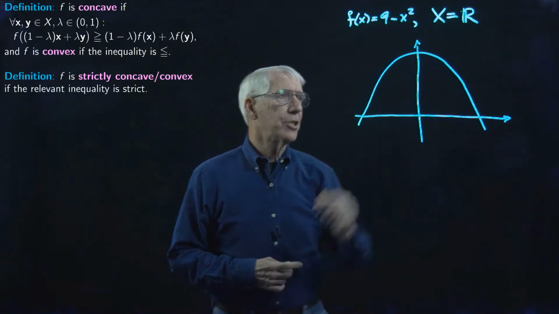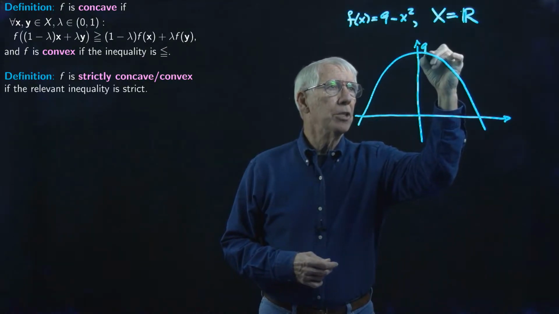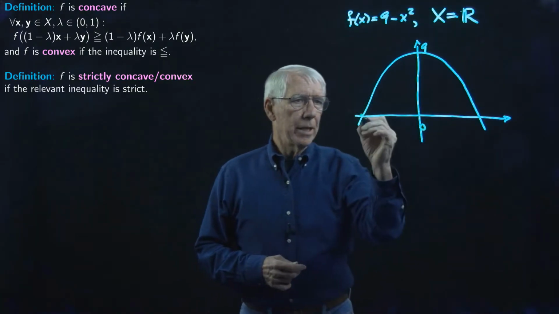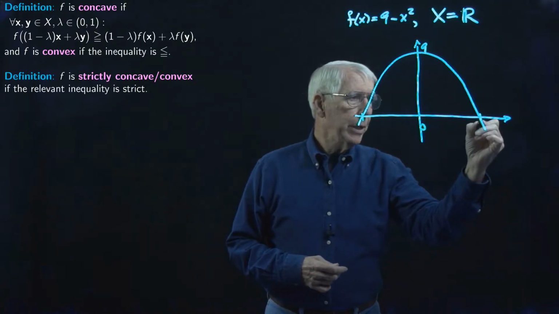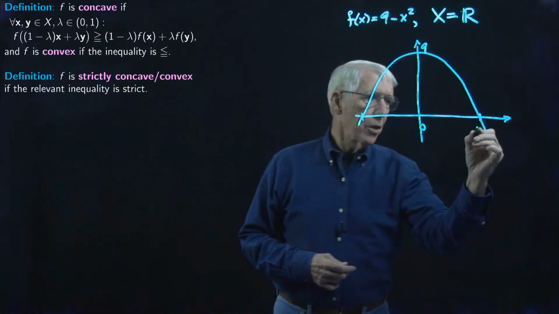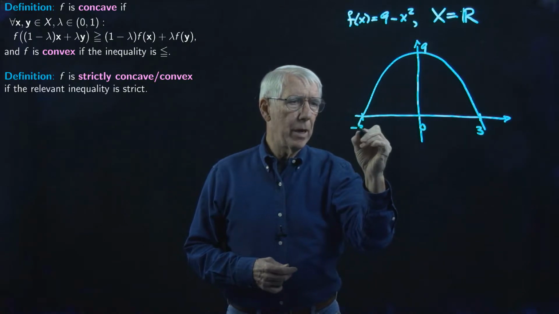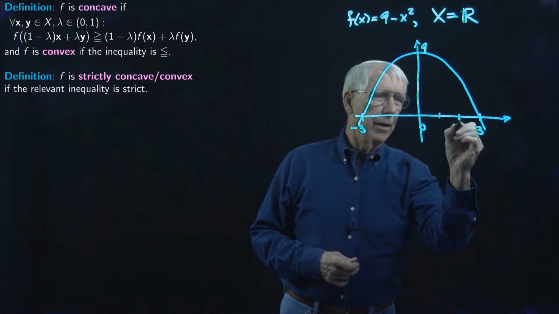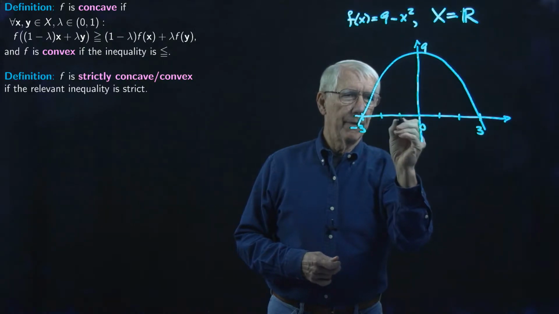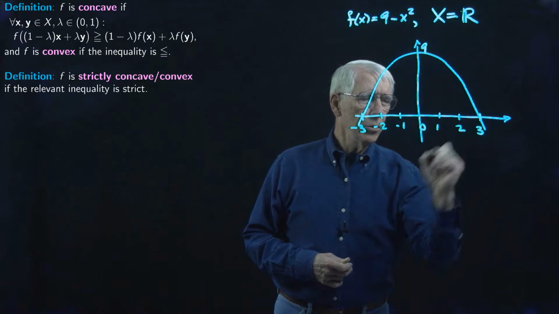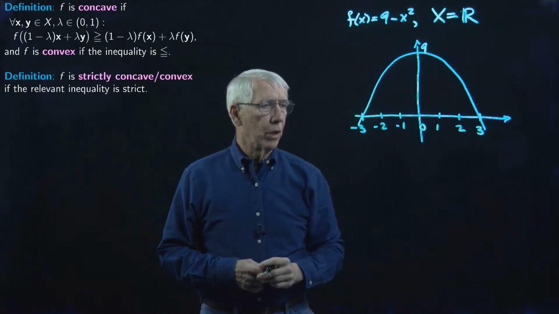And let's just note that the value is 9 here at x equals 0. And it's at minus 3 and 3 that we're going to have the value of the function being 0. So that's 3. This is minus 3. And let's put the other numbers in here as well. So minus 2, minus 1, 1, 2. So there's the graph of our function.